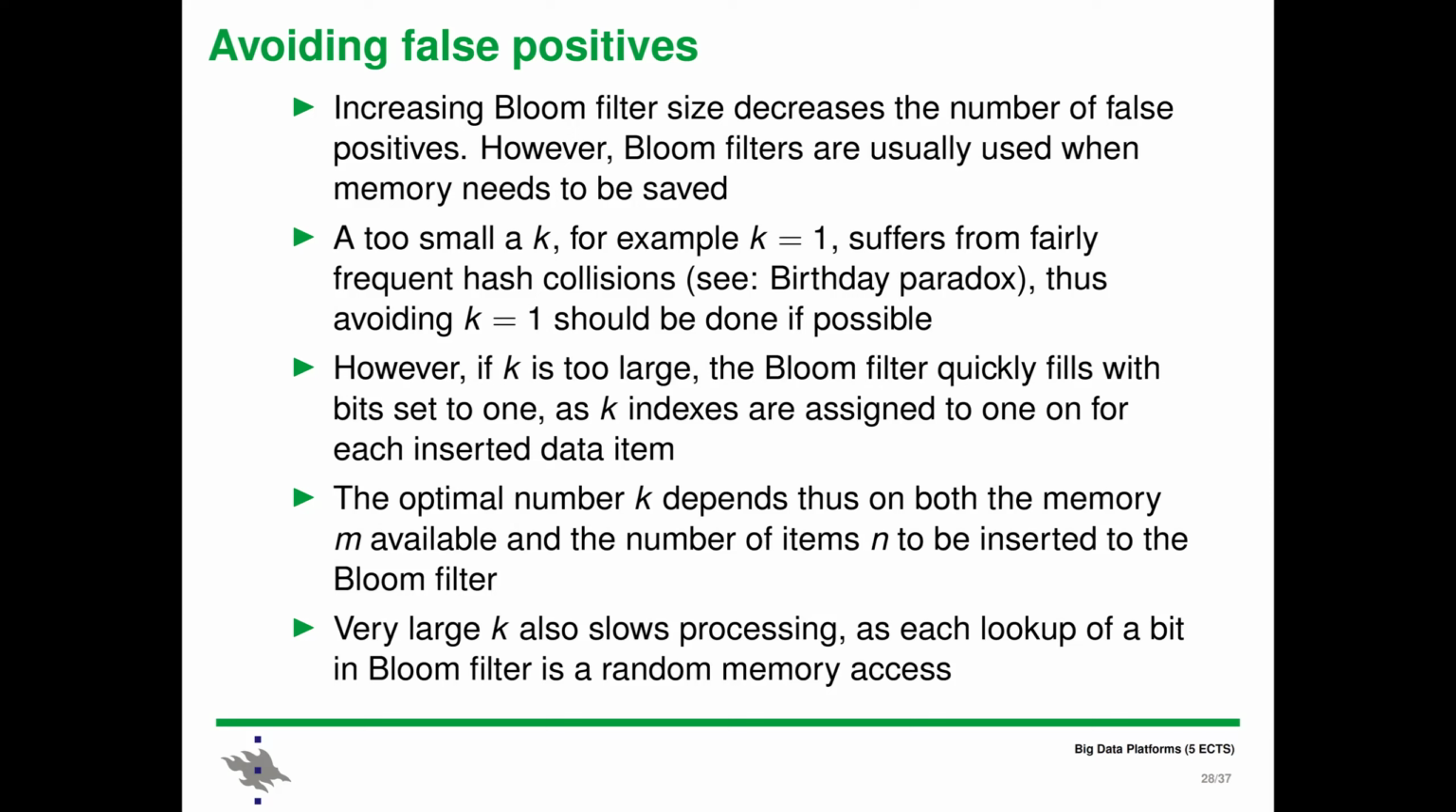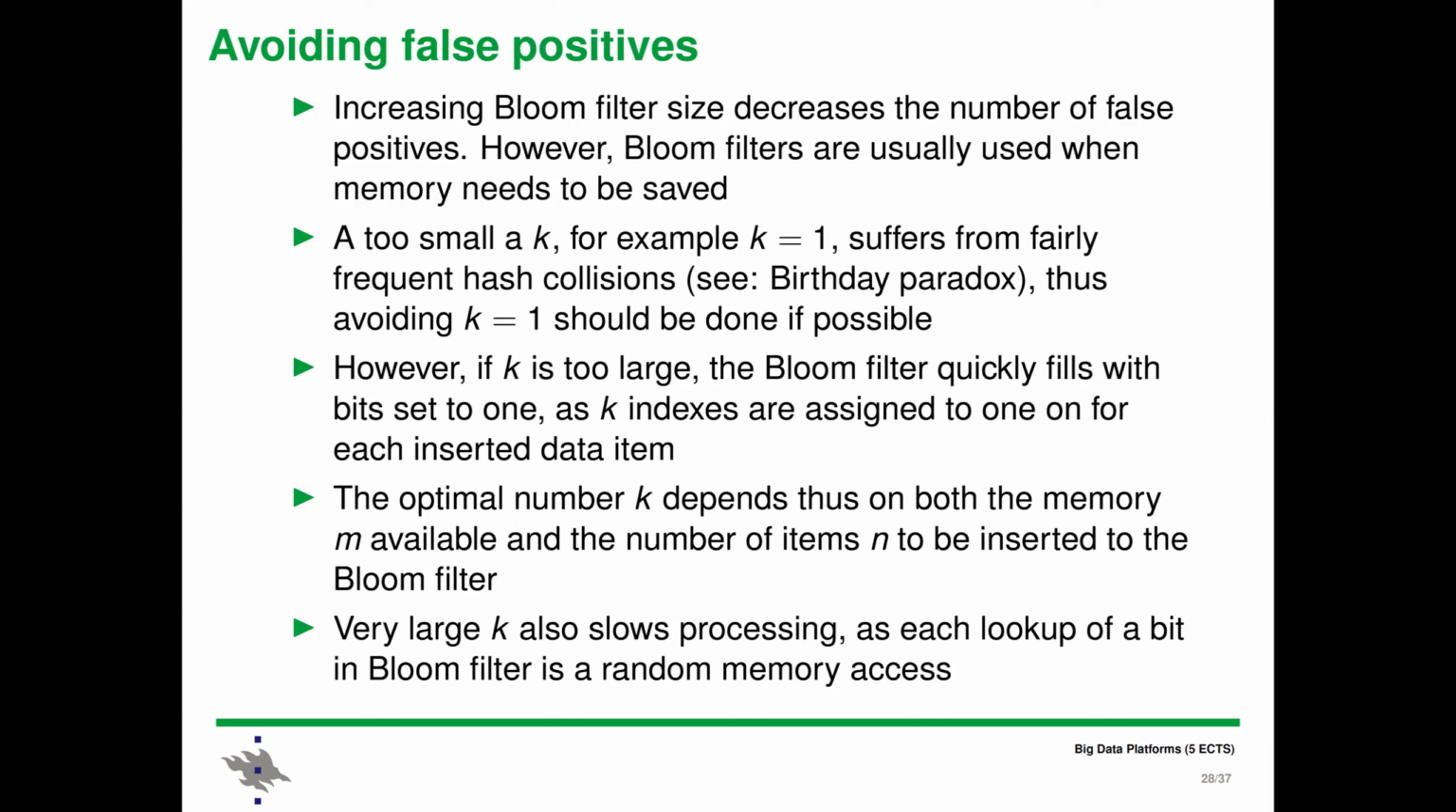However, if k is too large, the Bloom filter quickly fills with bits set to 1, as k indexes are set to 1 for each inserted data item. The optimal number k depends both on the memory available and the number of items to be inserted into the Bloom filter. So the fewer items you need to insert, the more aggressive you can be on the number of hash functions k.